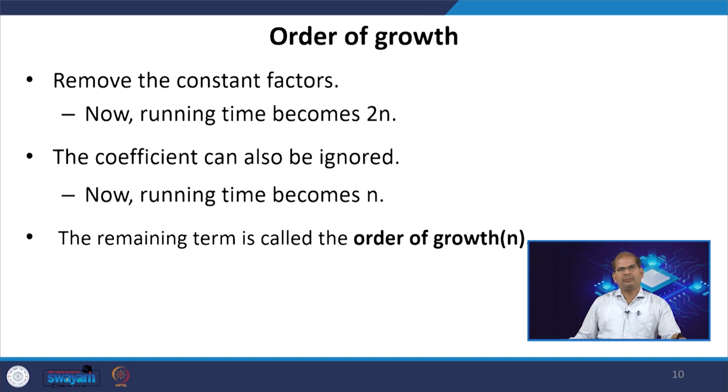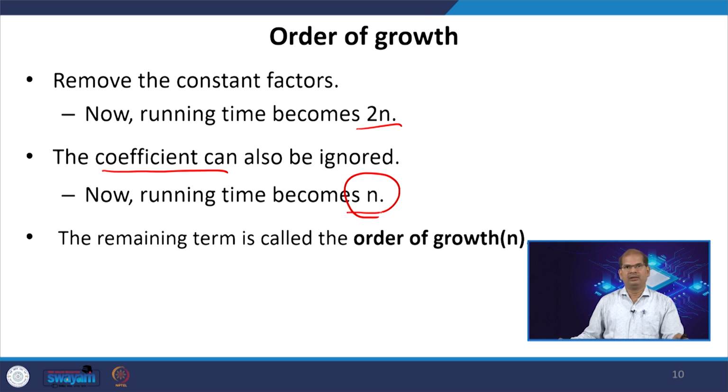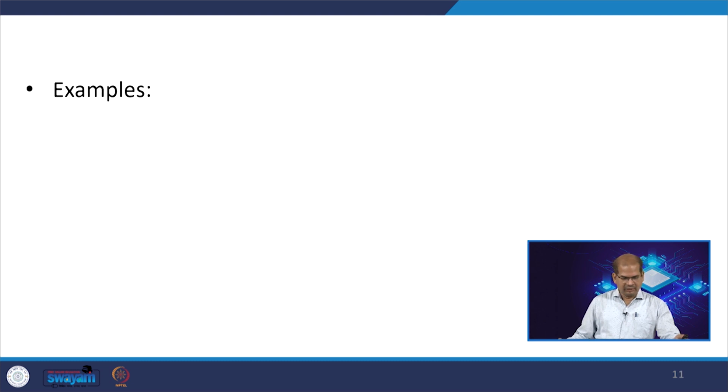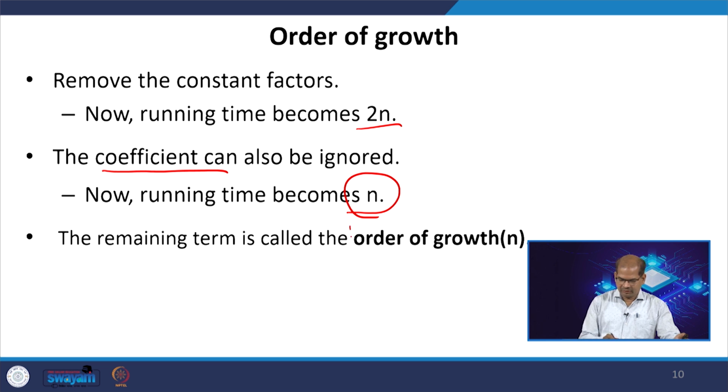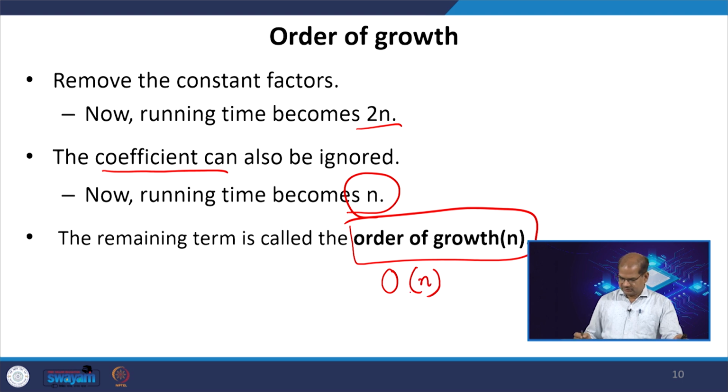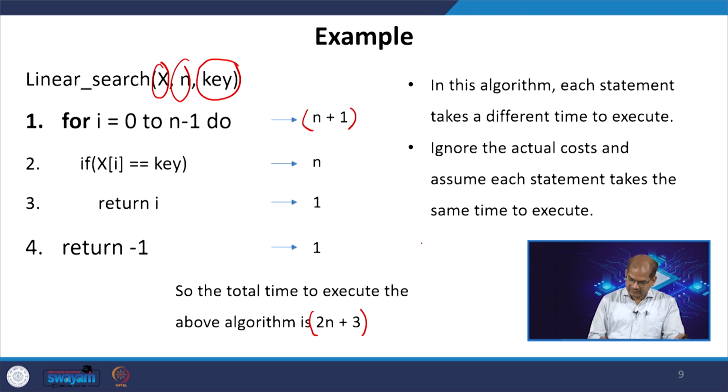Here we have to remove the constant factors. After you remove the constant factor, the runtime becomes 2n. Then we need to ignore the coefficients; the 2 we have to remove. Now I have n. The remaining term is called the order of growth, that is n. So the order of growth of this algorithm is order of n.